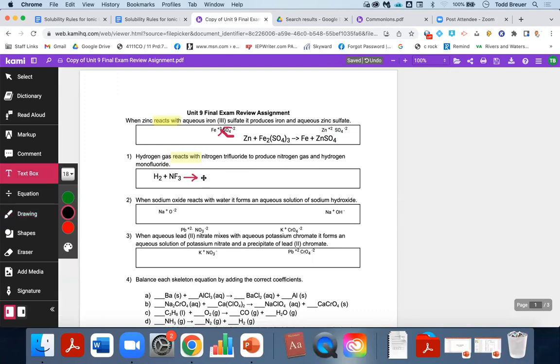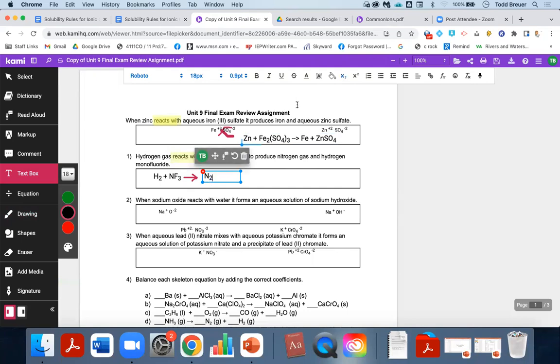Look, it says it produces nitrogen gas. Again, nitrogen is an element. It ends in gen. So that guy, right, we write as diatomic. It's a molecule, never an atom. And hydrogen monofluoride, 1 hydrogen, mono, that means 1 fluoride, hydrogen monofluoride. There we go, skeleton equation.